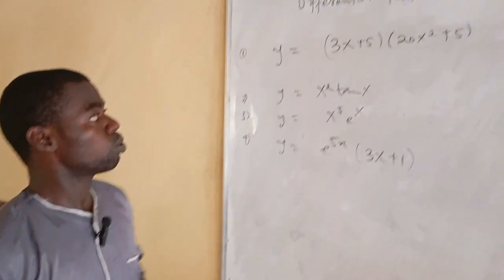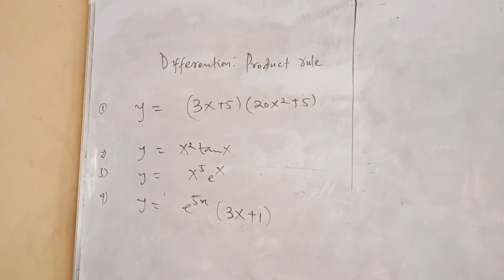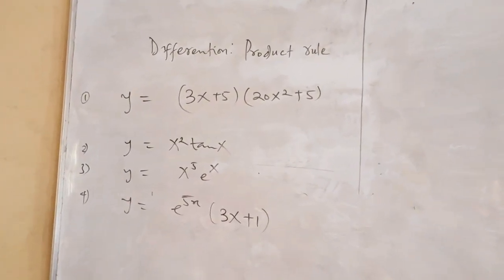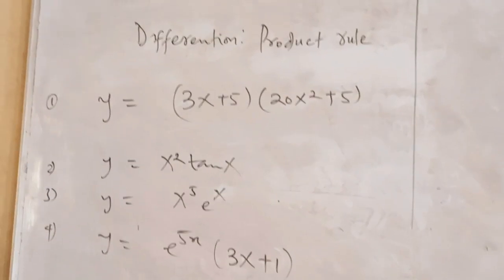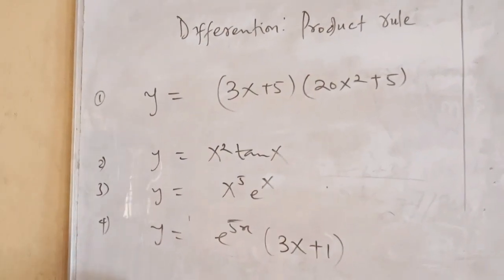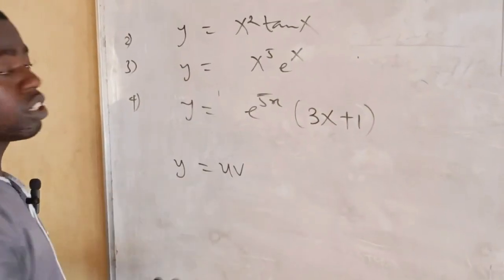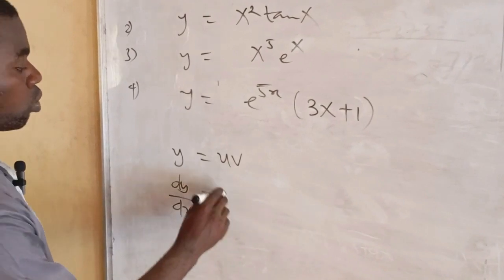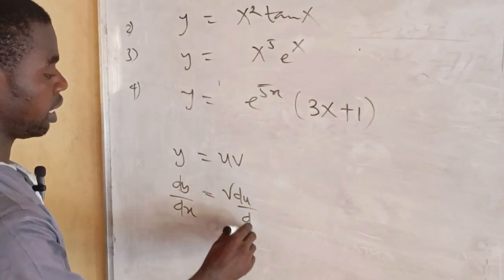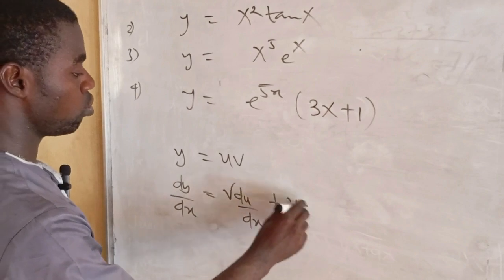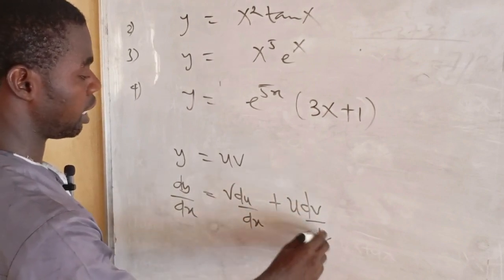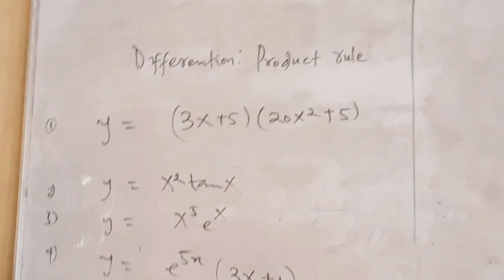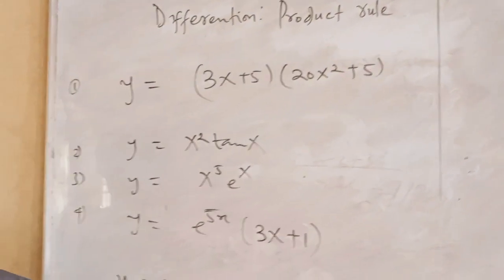So the product rule is used to differentiate the product of two functions. The product rule says that when y is equal to uv, then dy/dx, our change in y over change in x, will be equal to v du/dx plus u dv/dx. So the product rule is to differentiate the product of two functions.